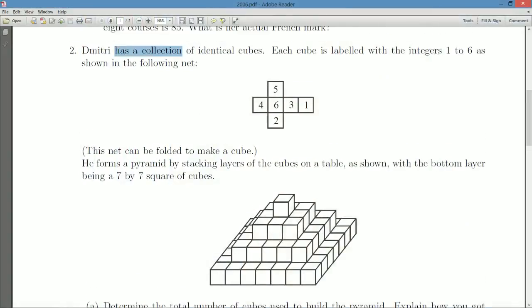So Dimitri has a collection of identical cubes. Each cube is labeled with the integers 1 to 6 as shown in the following net. So it's just like a dice. Okay, 1 is opposite the 6. 3 is opposite the 4, 5 is opposite the 2.